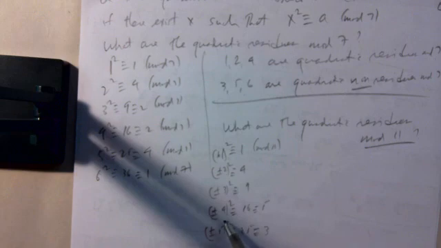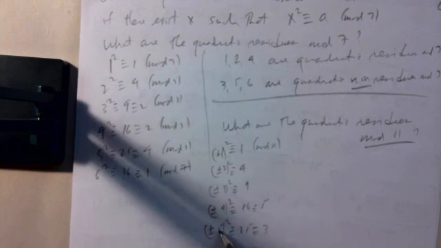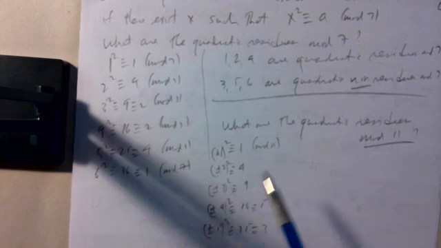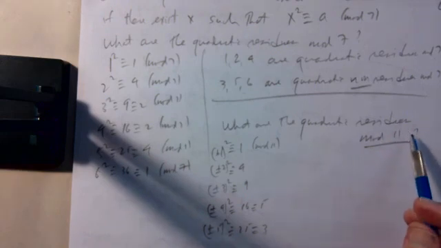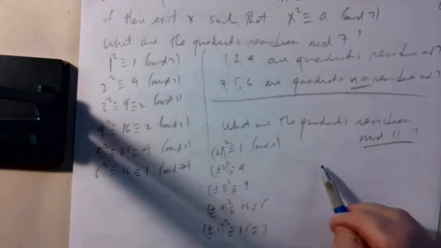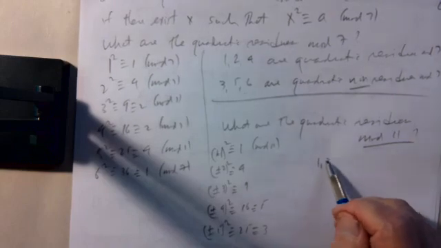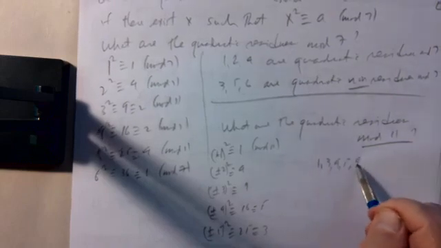So 1, 2, 3, 4, 5. 6 is the same as minus 5. 7 is minus 4, and so forth. So the quadratic residues mod 11 are 1, 3, 4, 5, and 9.